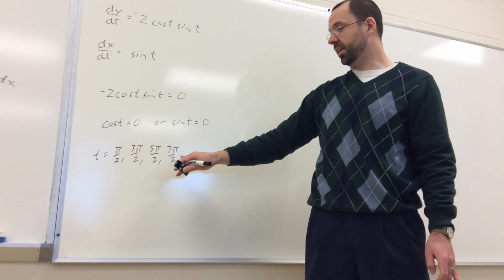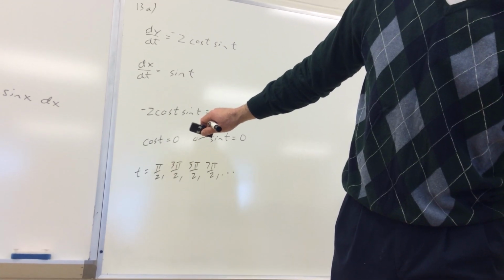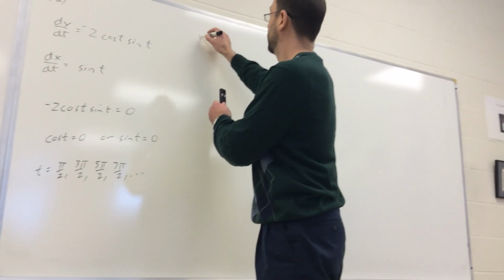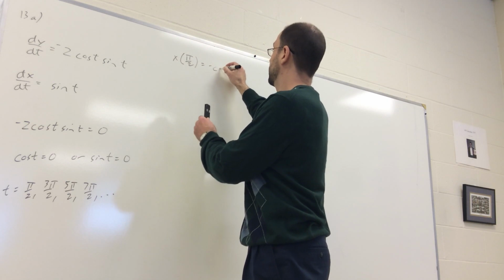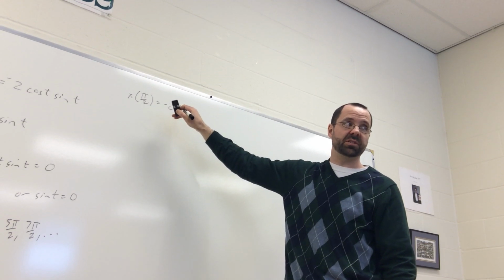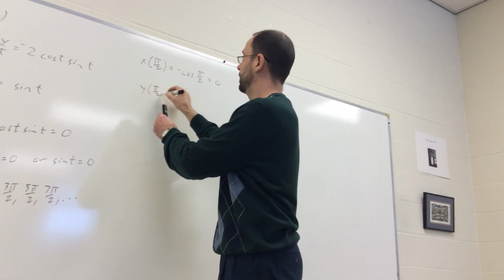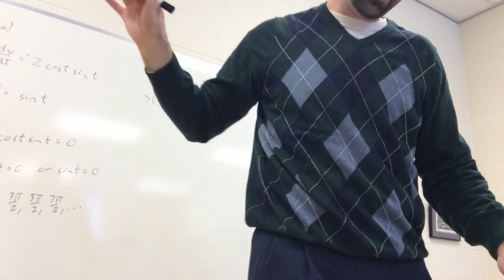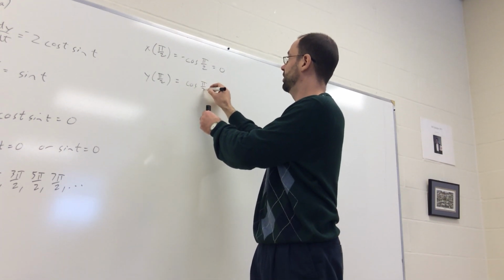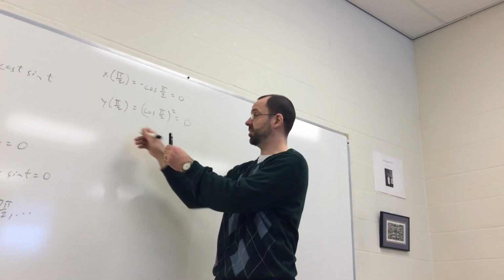Okay, so now to find the point, we have to plug pi over 2 back into the original formula. So for x, it's negative cosine of pi over 2. Cosine of pi over 2 is 0, as we just discussed. So that x value is 0. And then y of pi over 2 is that cosine squared. So cosine of pi over 2 squared, which is 0. So there's a horizontal tangent at the point (0, 0).